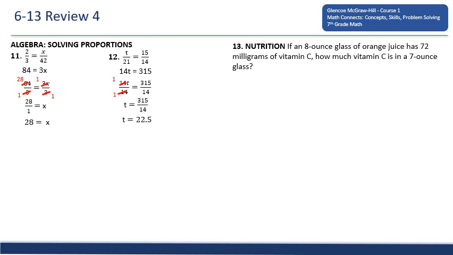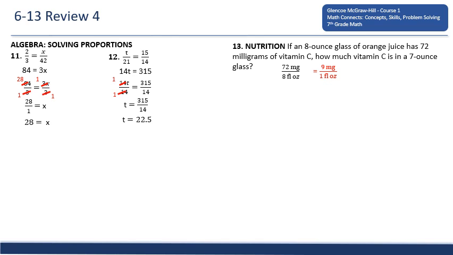Number 13, nutrition. If an 8-ounce glass of orange juice has 72 milligrams of vitamin C, how much vitamin C is in a 7-ounce glass? So this is a multi-step problem, and the first thing we need to do is find the unit rate, and we want to know how many milligrams are in each ounce. So we'll put 72 milligrams over 8 fluid ounces, and if we look for the greatest common factor, which is 8, we'll get 9 over 1, because 9 times 8 is 72, and then 8 times 1 is 8.